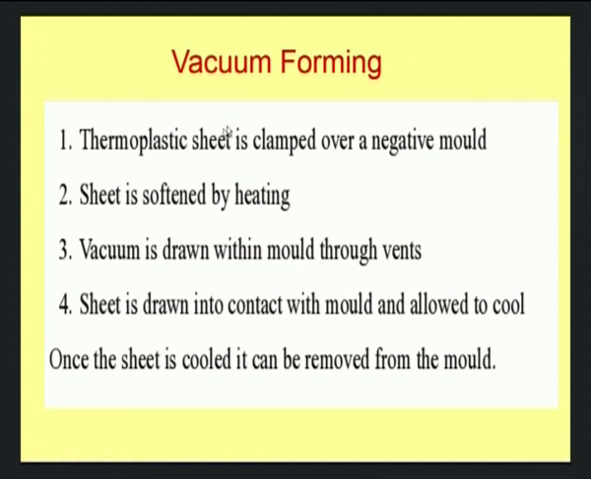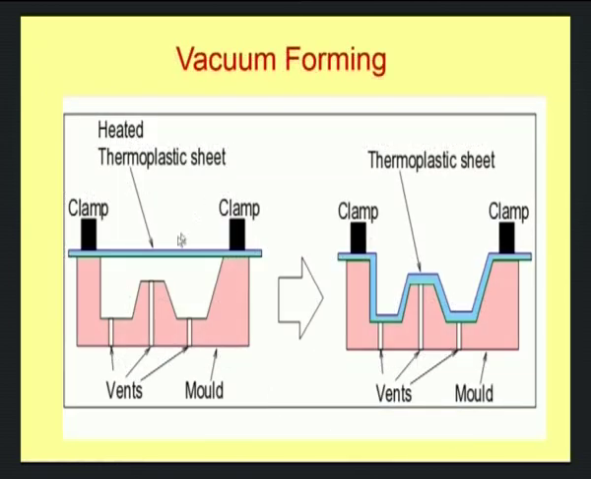First, a thermoplastic sheet is clamped over a negative mold, usually the bottom mold. Now, the sheet is softened by heating. Next, vacuum is drawn within the mold through vents. So, vents are provided at the bottom of the mold through which a vacuum is applied. As a result, the sheet is drawn into contact with the mold and it is allowed to cool. Once the sheet is cooled, it can be removed from the mold. So, this is a typical scheme for the vacuum forming process.